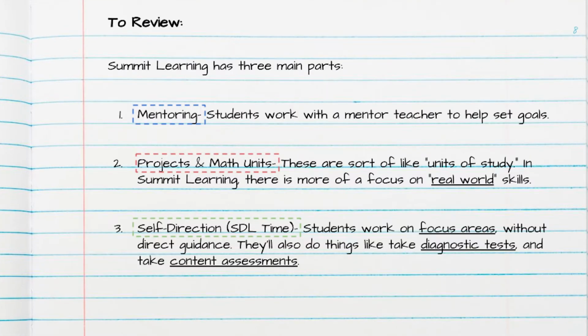To review, Summit Learning has three main parts. There's mentoring, where students work with a mentor teacher to help set goals. There's projects and math units, and these are sort of like units of study in Summit Learning. And in this, there's more of a focus on real-world skills. And finally, there's self-direction or SDL time. And in this, students work on focus areas without direct guidance. They'll also do things like take diagnostic tests and take content assessments. And if you don't know what those things are, that's okay. That's some vocabulary that we'll cover later.